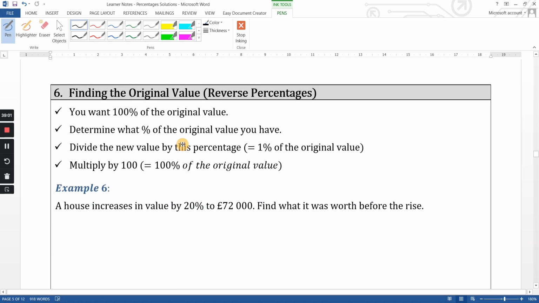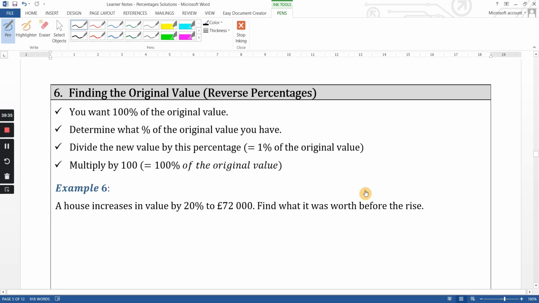Finding the original value. Sometimes it's called reverse percentage. When you notice that they're asking for the original price or the original value, definitely it's going to be a reverse percentage question. First of all, you determine what percentage of the original value you have. Remember what I was saying before with that toaster question, what percentage are they actually talking about? Then you divide the new value by this percentage to get 1% of the original value, and multiply by 100 to get 100% of the original value.